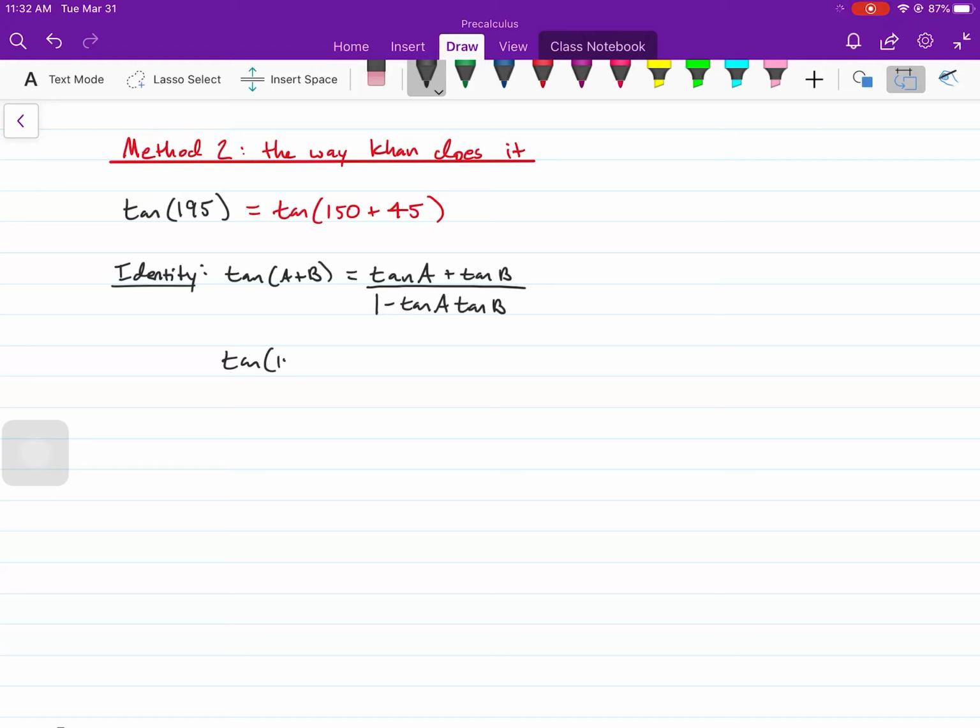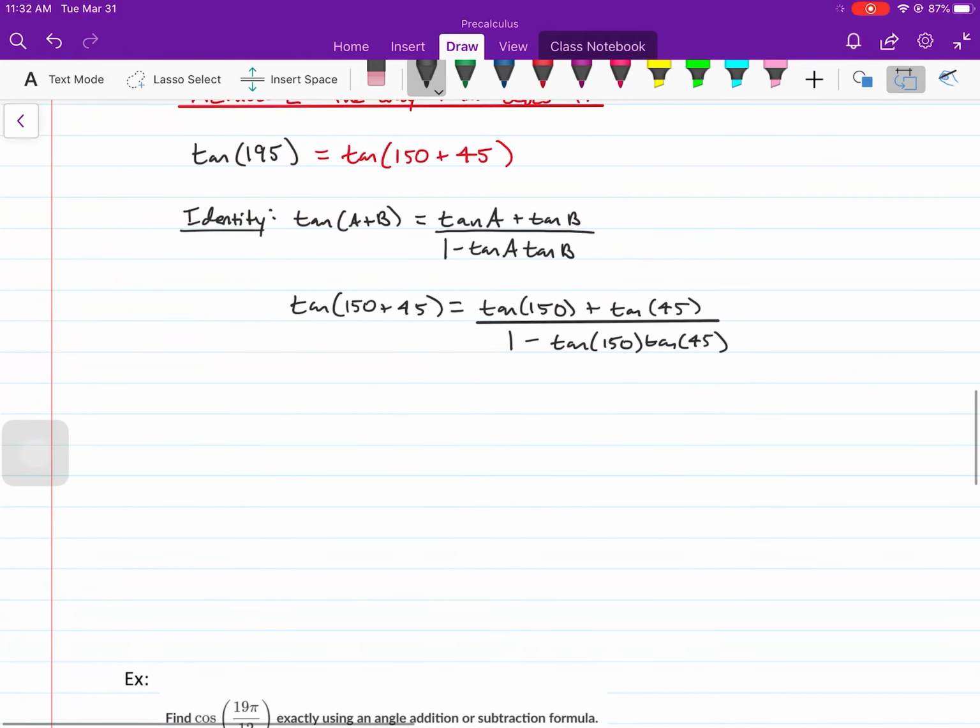So using that, tangent of 150 plus 45 would equal tangent of 150 plus tangent of 45, all of that over 1 minus tangent of 150 times tangent of 45. Erase that line, looks horrible.